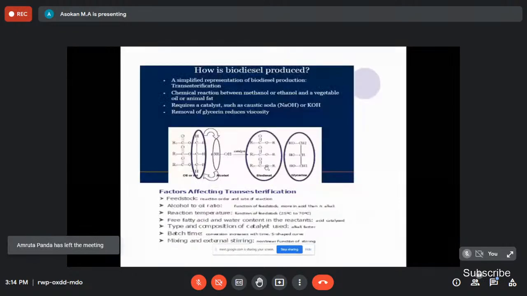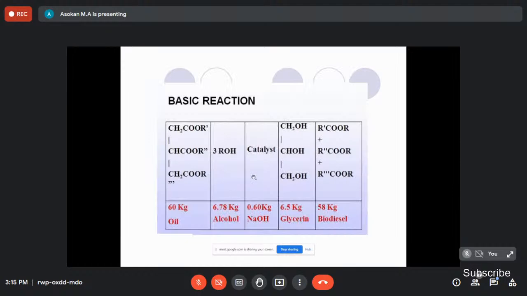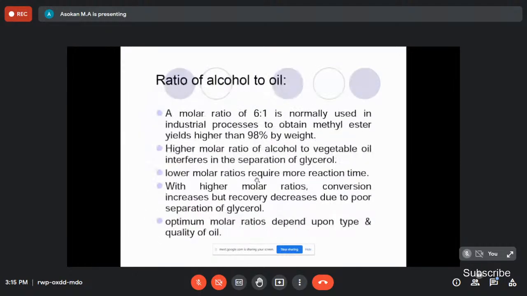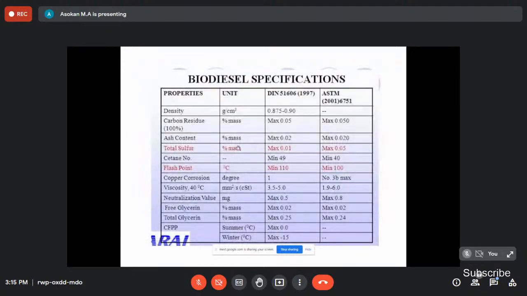This is the transesterification reaction. See, this is the oil or fat. Then it's mixed with the alcohol. Biodiesel and glycerol is the byproduct. Right? Here it is told directly. Yeah, the specifications.